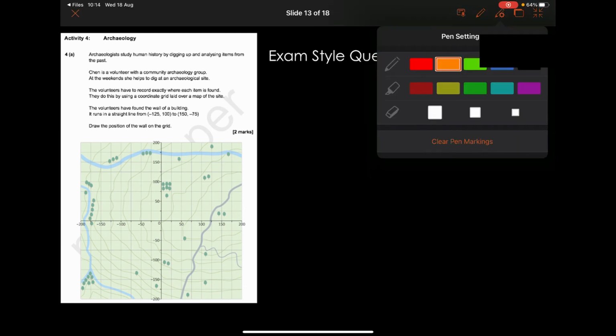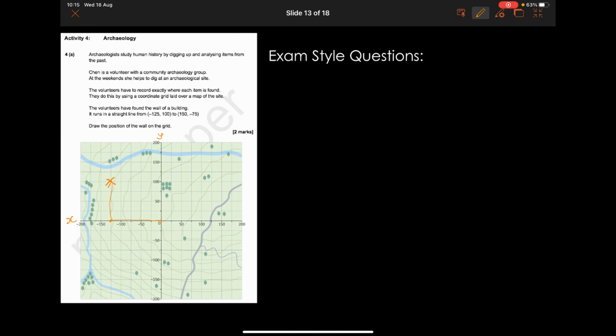So feel free to pause the video and have a go at that one, and then press play and I'll go through the answer. Okay, so this is taking us back to the beginning of the lesson where we looked at coordinates and plotting them. So you should find this one fairly easy. It says it runs in a straight line from -125, which is here, 100, which is here. So we have to mark on the grid there. Okay, -125, 100. Remember, we always go along the x-axis first and then the y. So we're going to go across to -125, up to 100.